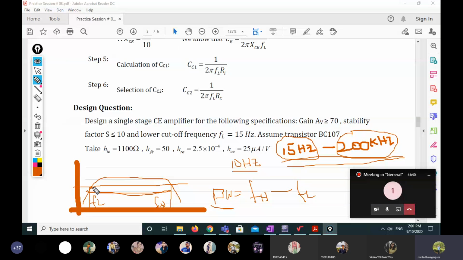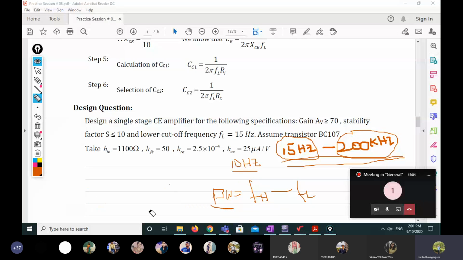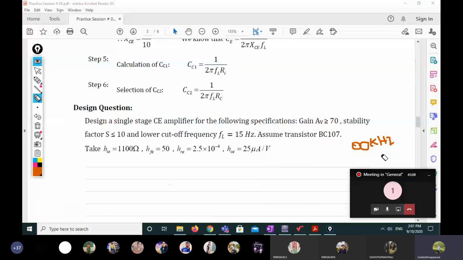Only within this bandwidth is the signal amplified. Beyond this, the gain decreases, and below the lower cutoff frequency the gain also decreases. Only in between is there reasonable gain, the bandwidth gain. This is not in your syllabus, but I will explain frequency response again in the fourth module: what the bandwidth is, what the lower cutoff frequency is, and what the upper cutoff frequency is.